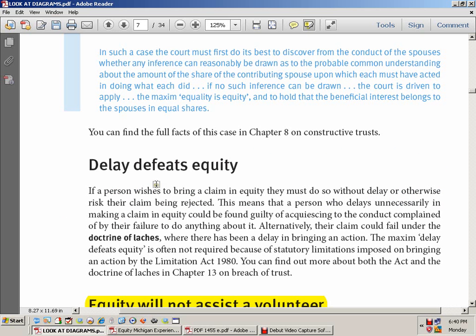Delay defeats equity. If a person wishes to bring a claim in equity, they must do so without delay or otherwise risk their claims being rejected. This means a person who delays unnecessarily making a claim in equity could be found guilty of acquiescing to the conduct, complain, fail to do anything about it. Alternatively, their claim could fall under the doctrine of laches, where there is some delay in bringing the action. The maxim delay defeats equity is often not required because of statutory limitation imposed on bringing an action by the Limitation Act 1980. You can find out more about the Act, okay, and laches in Chapter 13 on breaches of trust.